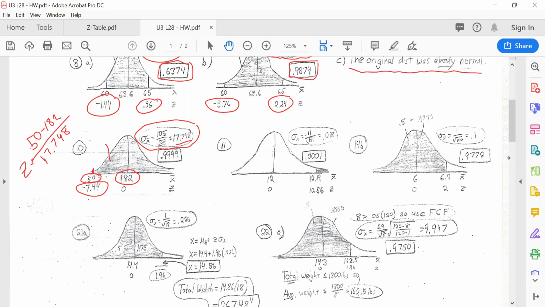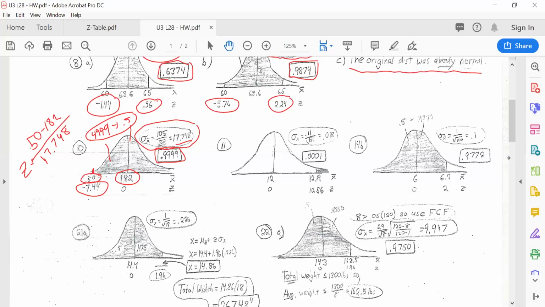So I take the area associated with that, which is 0.4999. I add that to 0.5, and I get a whopping answer of 0.9999. Basically, even though people are gambling, the casino is not gambling. They are essentially guaranteed nearly 100%, a 0.9999 chance, that they're going to make their money back and make a profit. So it's a pretty profitable venture.